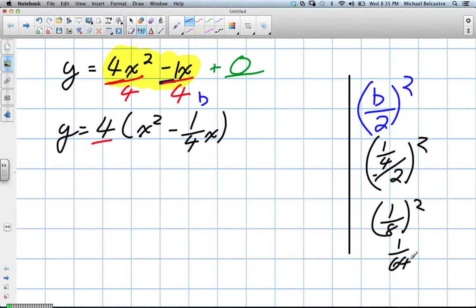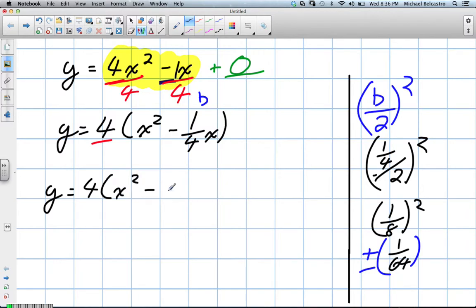So this is important because we need this term. We actually need to add and subtract it inside those brackets. The reason being, if we add and subtract that, it's like adding 0. It's not changing anything.